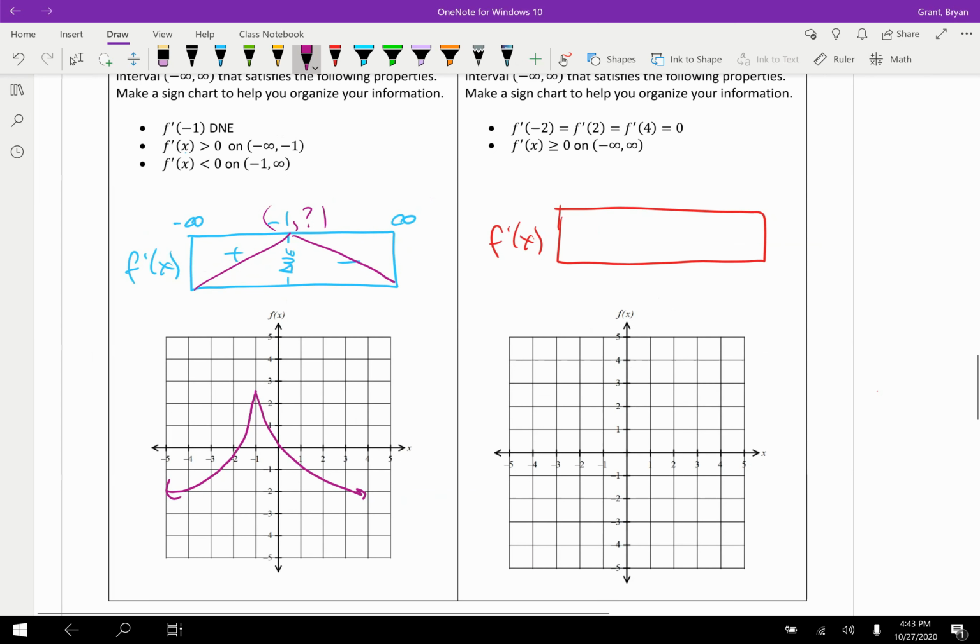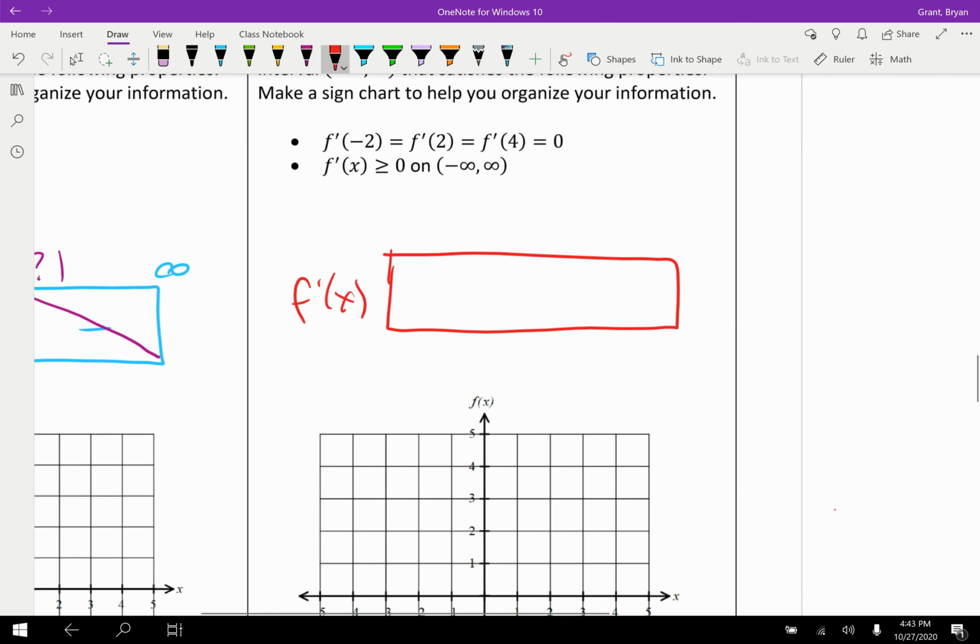Okay, let's look at one more. Couple critical points here. We have -2, and they tell us that slope is 0. 2, the slope is 0. 4, the slope is also 0. Infinity, -infinity. And what did they tell us at the end? F prime of x is greater than or equal to 0 the entire time. So positive, positive, positive, positive. Nice. So I think all our graph is going to do is just start down low and increase like so.